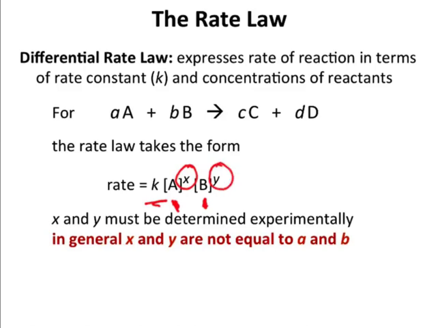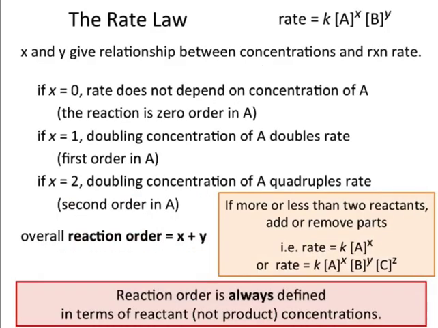And so we tend to just put variables in for these powers, x and y. And the thing about x and y is that they're not equal to a and b, right? These x and y, these exponents up here, are not equal to the stoichiometric coefficients. You have to determine them experimentally. Okay, but these x and y, they do give the relationship between the concentrations and reaction rate. And so we call them the reaction order.